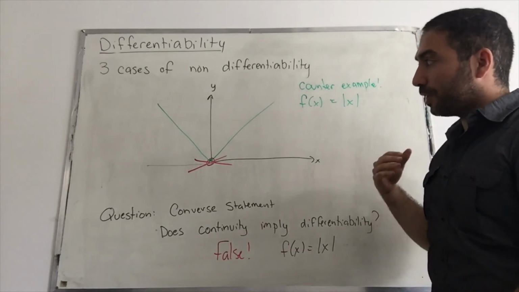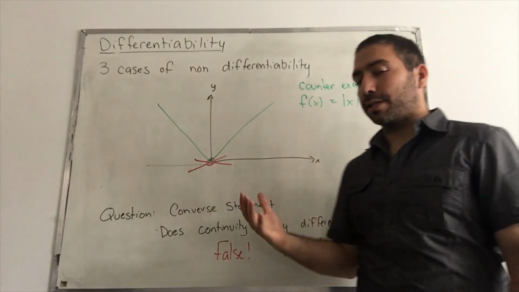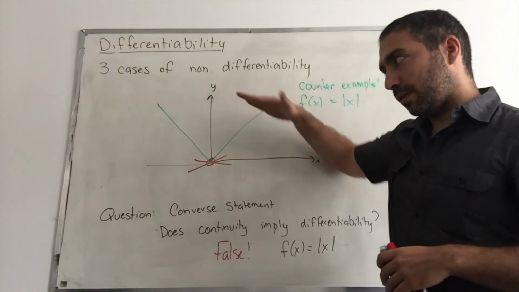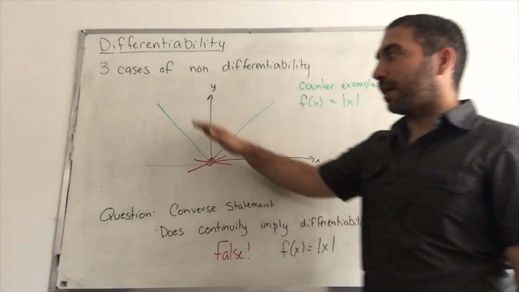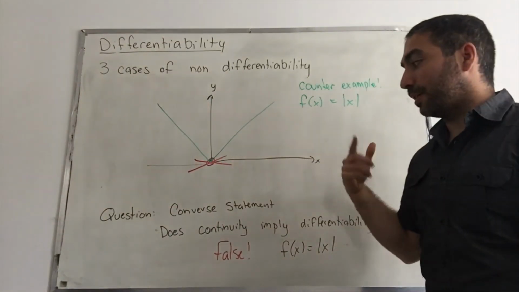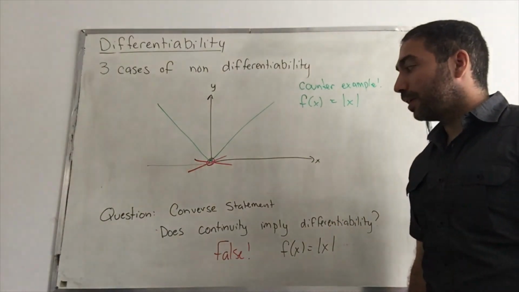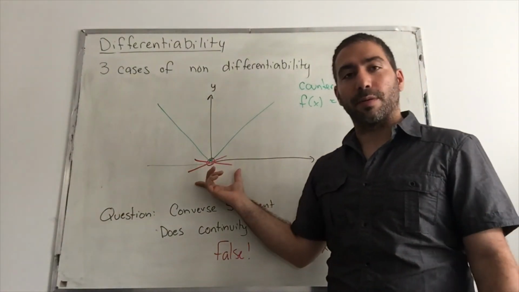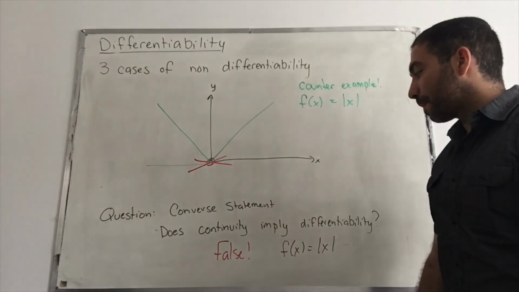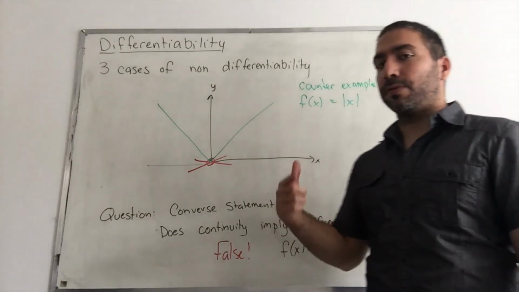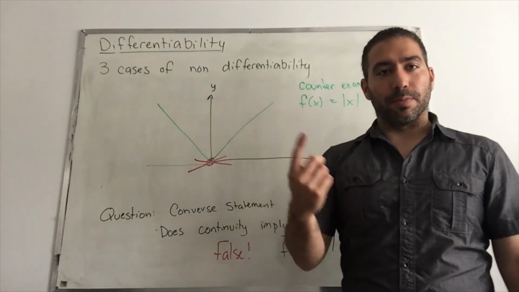So when you're proving a statement, you have to provide an entire argument. But when you're disproving a claim, it's sufficient to provide just one counterexample to disprove it. Don't try to prove a statement with one example that works.